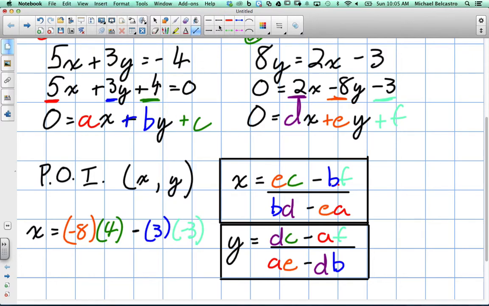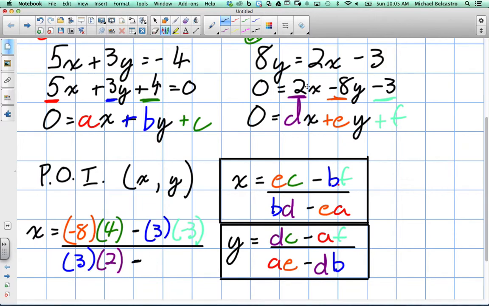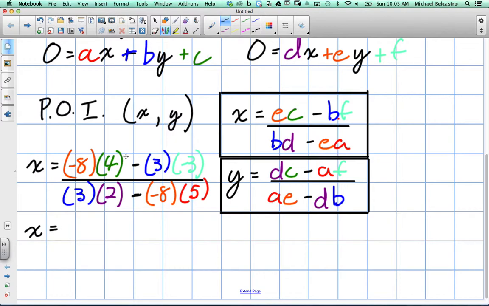And all of that will be divided by our b value, which is 3, times our d value, which is positive 2, subtract our e value, which is again negative 8, times our a value, which was 5. There's quite a bit of organization involved here. So we have all 6 of our terms in here, and we're essentially just going to use some BEDMAS. Negative 8 times 4 gives us negative 32, and 3 times negative 3 is negative 9, so we're going to be subtracting negative 9.